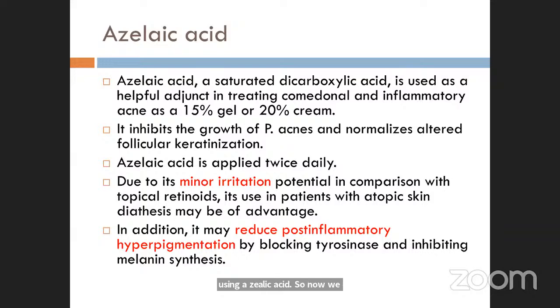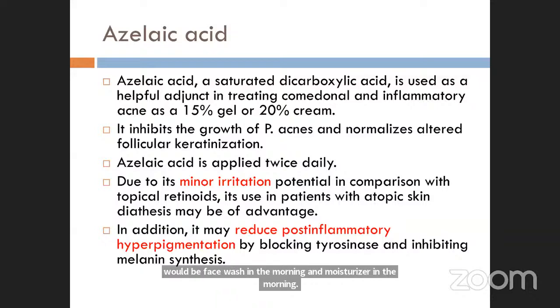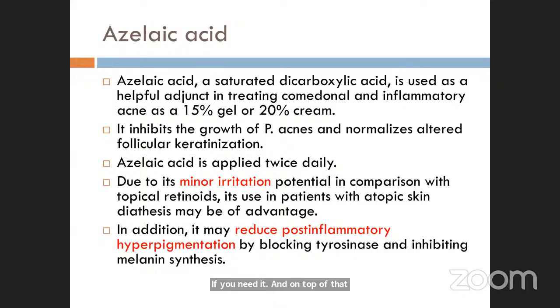So now we are done with discussing our treatment of grade 1 acne. So to sum it up, your prescription of grade 1 acne would be face wash in the morning and moisturizer in the morning if you need it. And on top of that, sunscreen if you have a photosensitive skin. And at night, it will be face wash, then a moisturizer. And 1 minute after applying a moisturizer, on top of that would be your tretinoin cream, 0.025% in very little quantity all over your face. And next slide, sir.